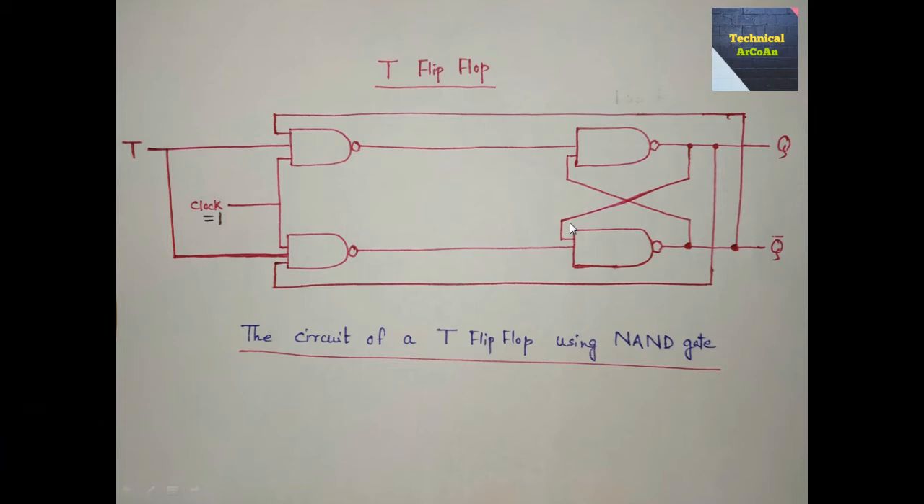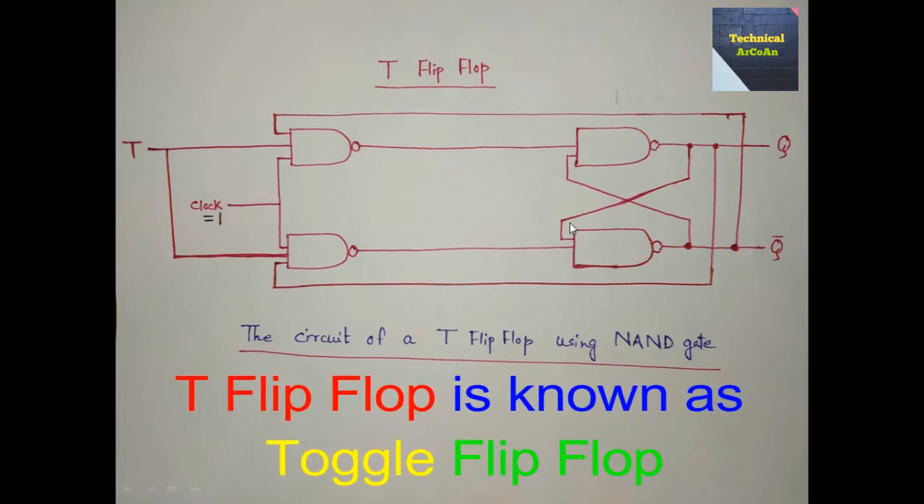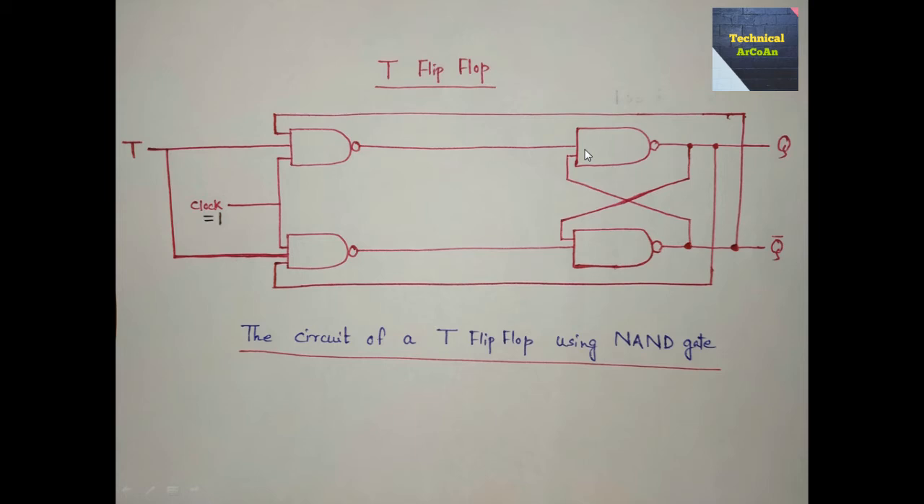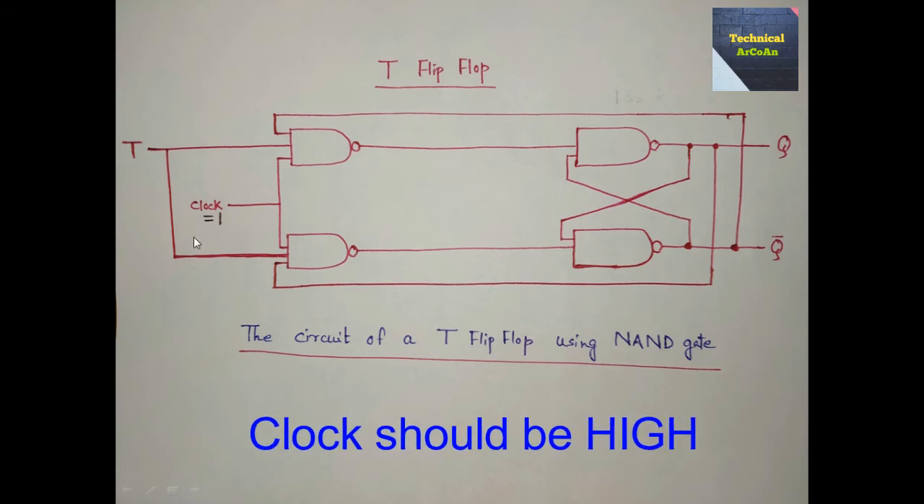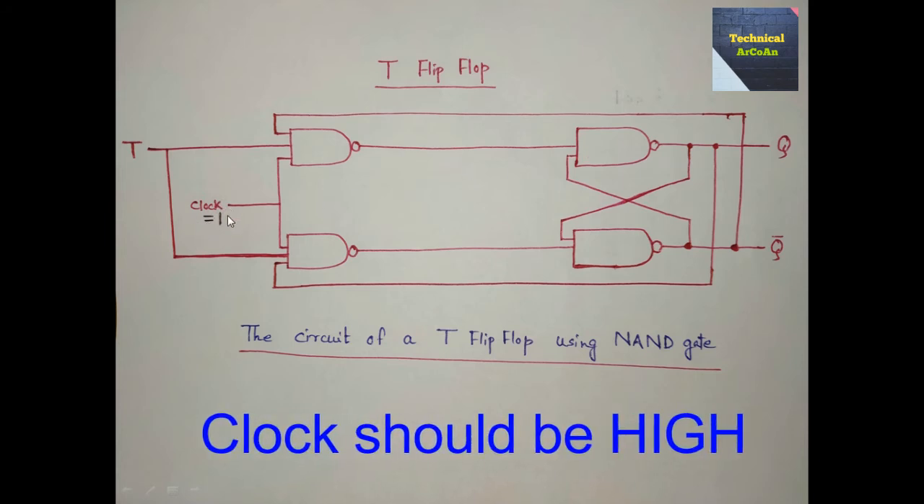The name T flip-flop is derived from the nature of its toggling operation. T stands for toggle, so it is called a toggle flip-flop. The major applications of the T flip-flop are counters and control circuits. The T flip-flop is a modified form of the JK flip-flop, making it operate in the toggling region. The clock has to be high, meaning the clock should always be equal to 1 for the inputs to become active.